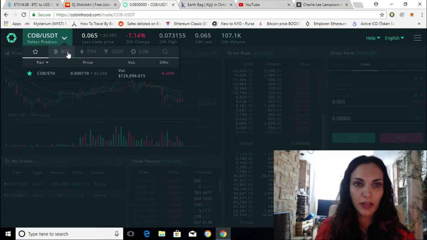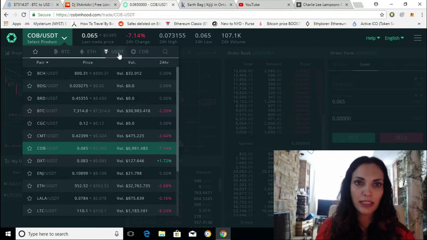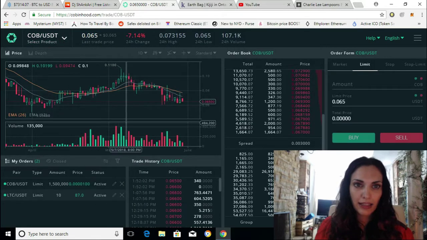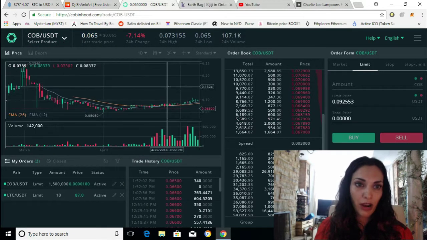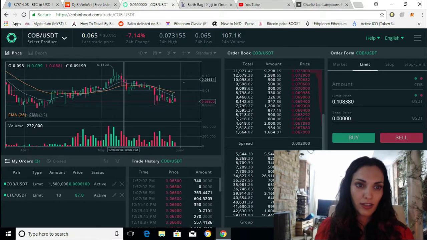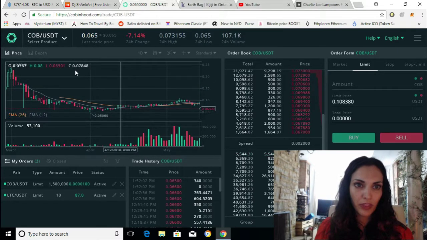So you have your Bitcoin markets, your Ether markets, your USDT, and your COB markets. USDT is $1, equivalent to 1 USDT, so that price will probably make sense to you as a beginner when you start trading. And that's what I'm going to teach you, how I do it on any exchange.